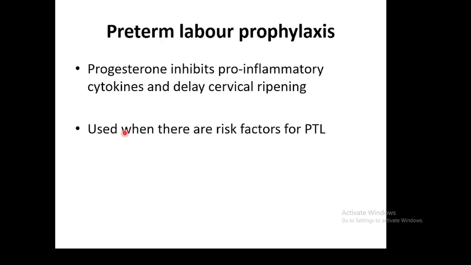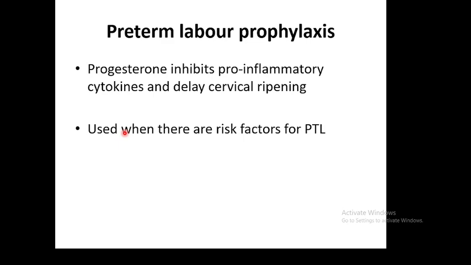Progesterone is an anti-inflammatory hormone, so it inhibits pro-inflammatory cytokines and delays cervical ripening. Labor is an inflammatory process. So progesterone is the one which maintains the pregnancy and maintains the uterus in a relaxed form. If the progesterone is depleting, that means she is moving towards labor: the cervix is ripening and the uterus is starting to contract.